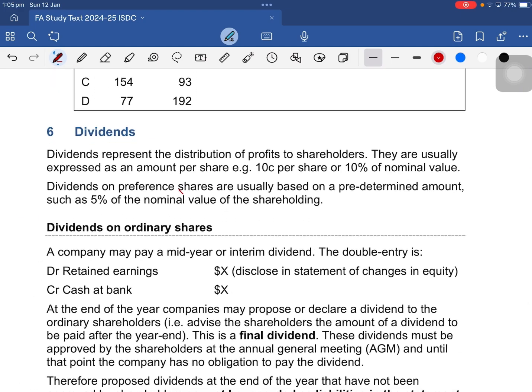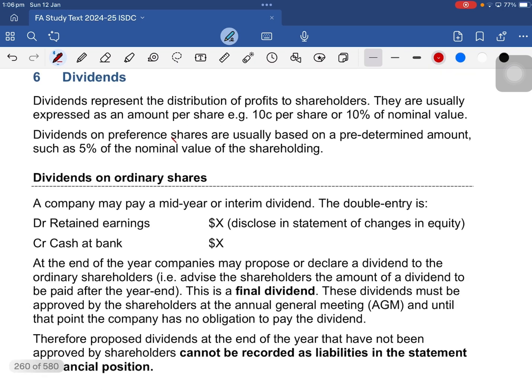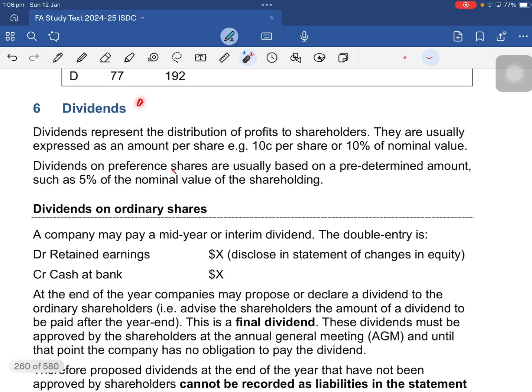Next is dividends. So as I've told you earlier, shareholders don't do things for free, right? So they expect something in return. And that something is called dividends. For example, they may have an intention that they should get 20% of what they invest. So the company needs to pay dividends to the shareholders, right? So you're going to debit retained earnings, because you're going to take dividends from retained earnings.